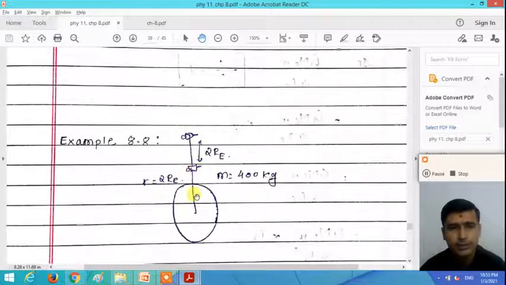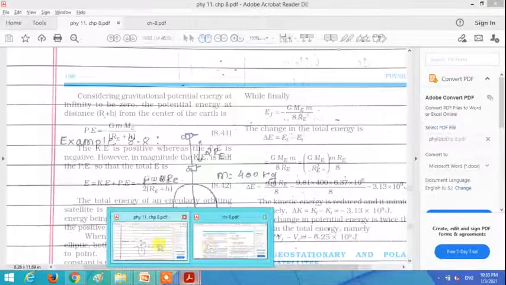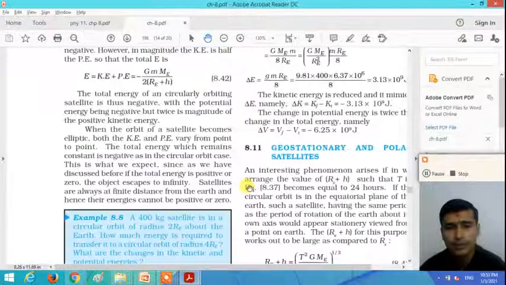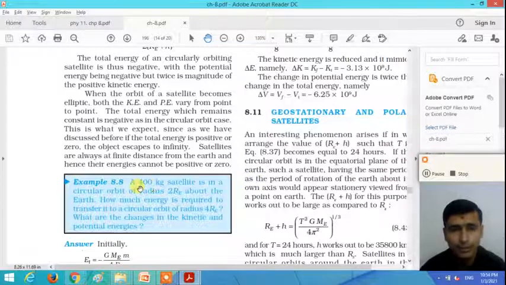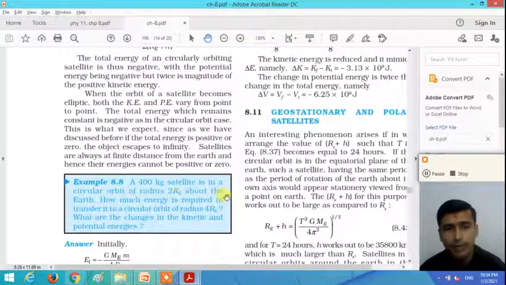Now we will see example number 8.8. Let us see the statement of example number 8.8. Last example. So here a 400 kg satellite is in a circular orbit of radius 2RE about the earth.